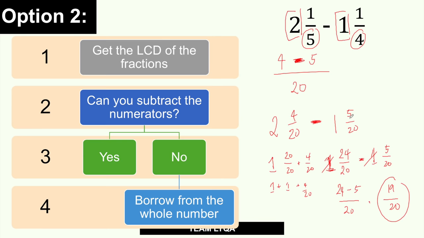Okay? So, if you have the copy of the workbook, go ahead and solve the activities doon yung subtracting fractions natin dyan. Meron tayo dyan sa workbook ninyo. Sagutan nyo yan para makakuha kayo ng more practice and more confidence. You can try each method and find out kung ano yung mas mabilis kayo. Kasi ang key naman sa exams ay speed.